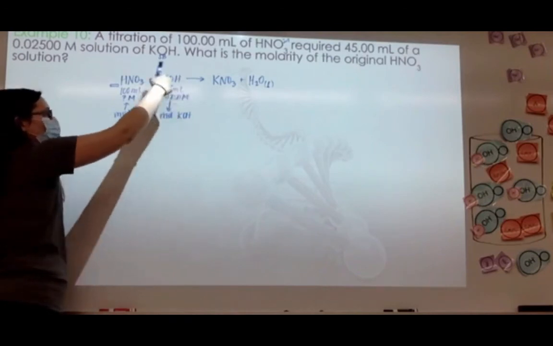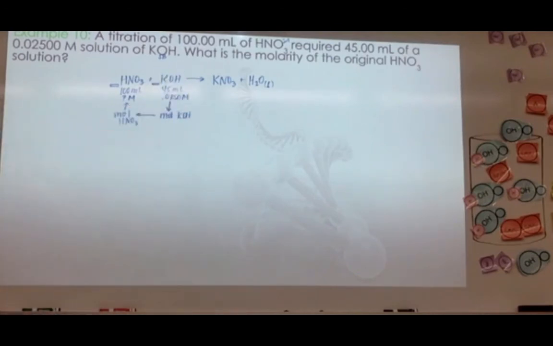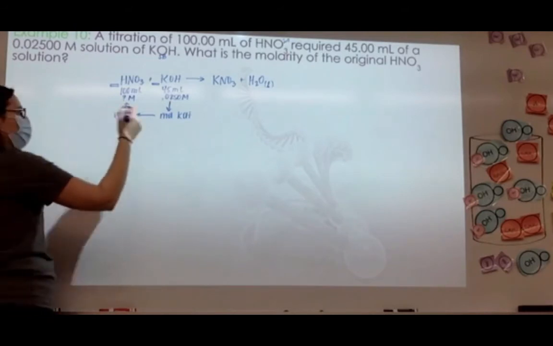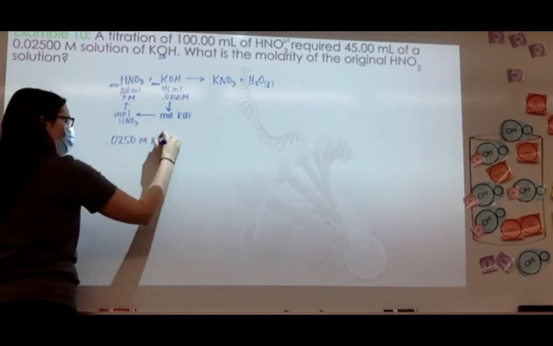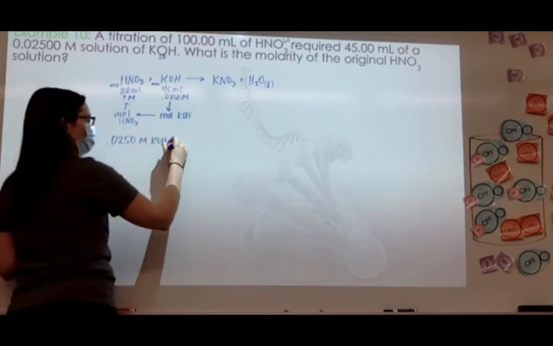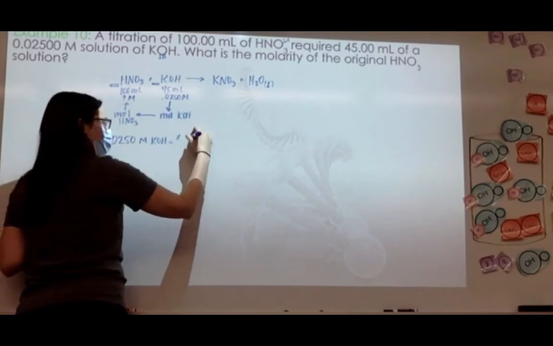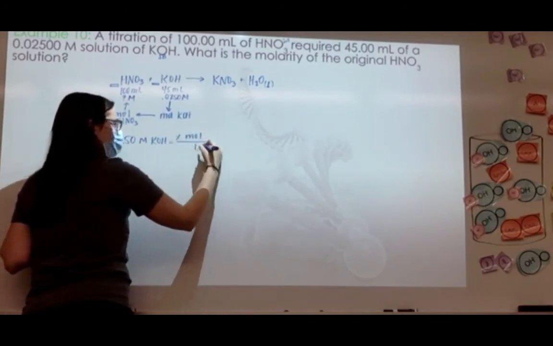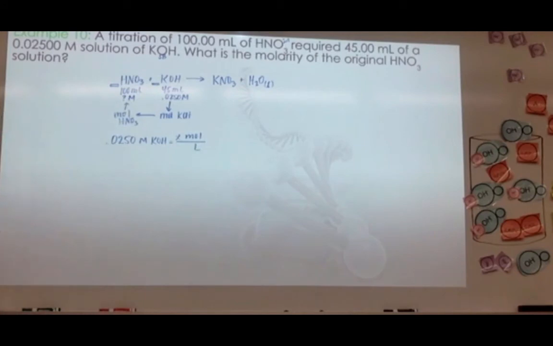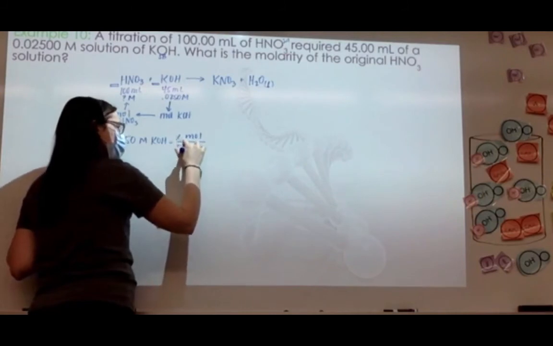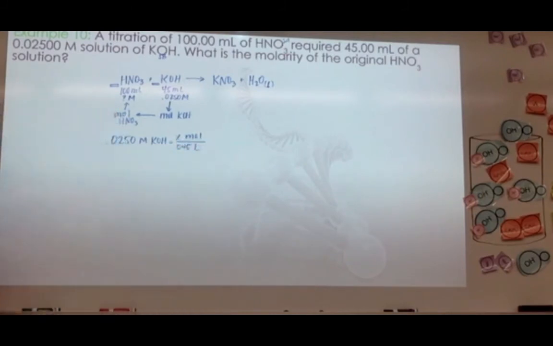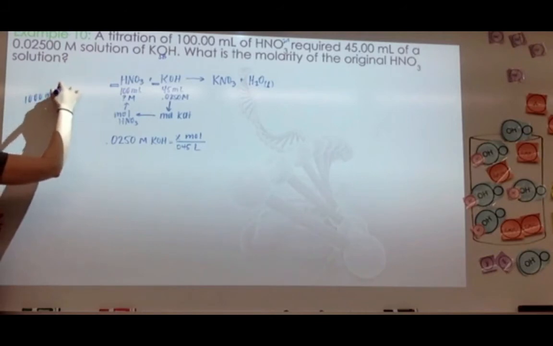So I'm going to start by using all of the information of the known substance. I have a known volume and known molarity of KOH. So 0.025 molar KOH. Molarity is moles over liters. Molarity is always moles over liters. 45 milliliters is 0.045 liters. Because again, remember there are 1,000 milliliters in 1 liter.